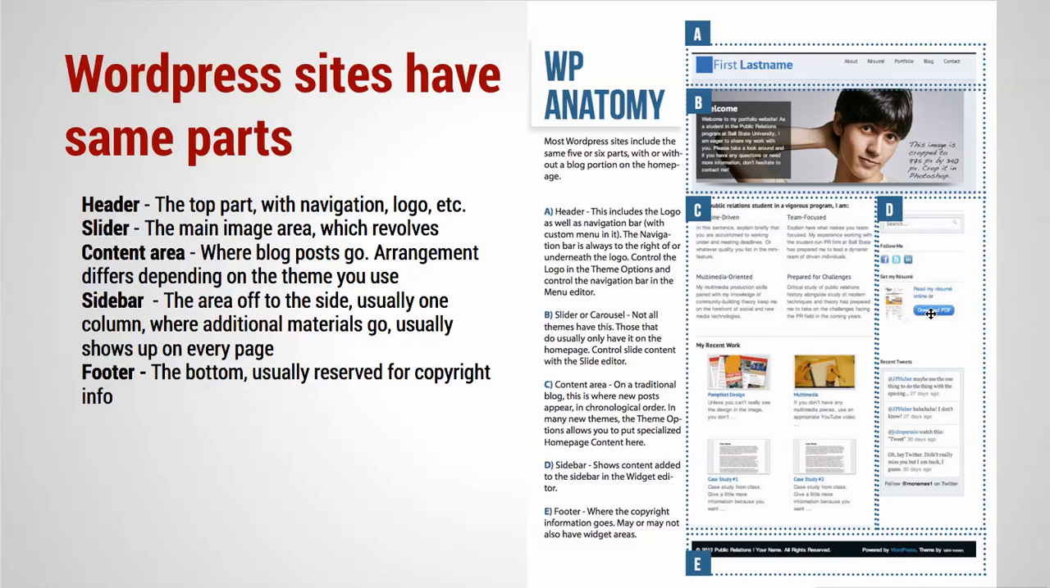This is off to the side. Usually it's a 1 column, and here it is. This is where additional materials go, and it usually shows up on every page. So anything that you want people to see over and over and over again on your WordPress site, you generally will put here. So in this example, obviously the search should be on every page.